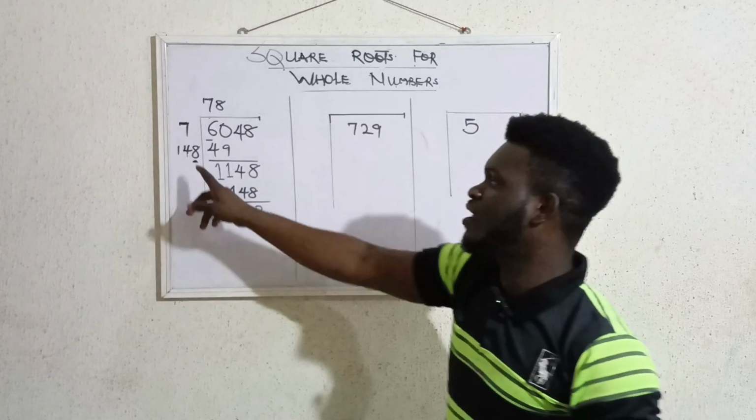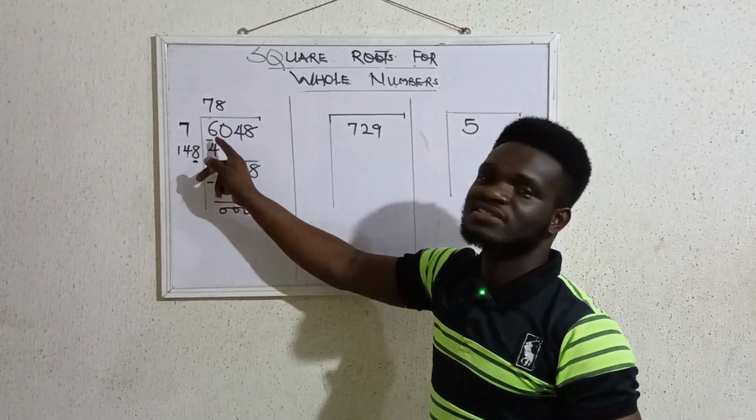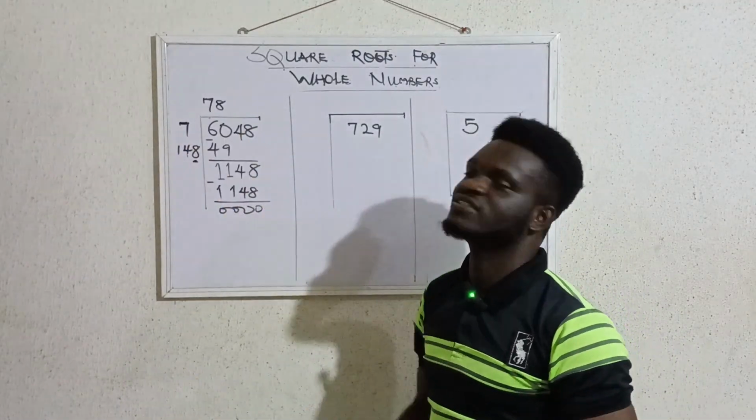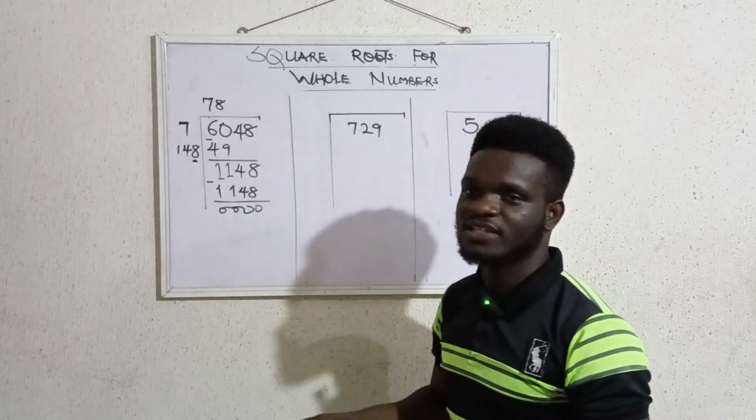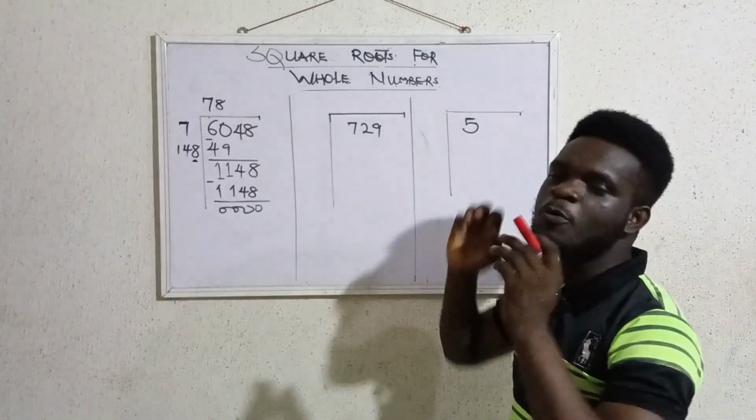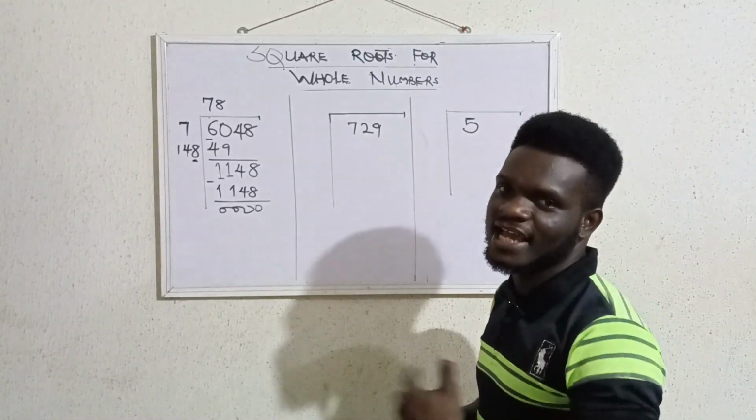And when you subtract that, you have all zeros. So which means that what? That this number 6,048, if you square root it, you have 78 as the answer. Perfect. Now let's see if it applies to this place. Remember, it works in pairs, like I explained earlier.